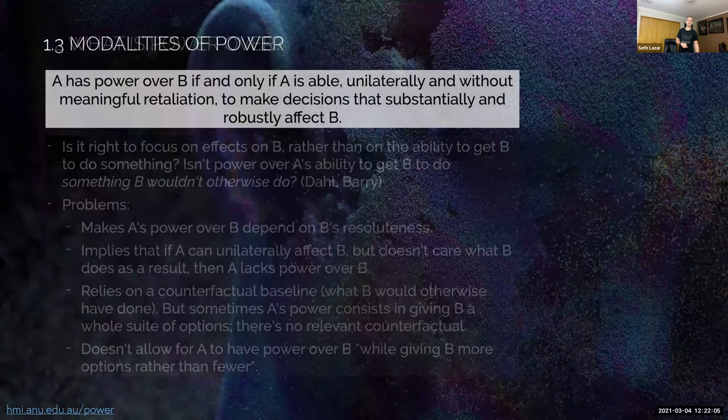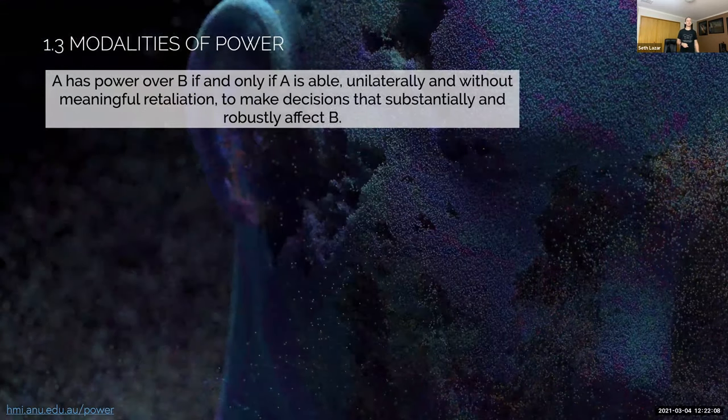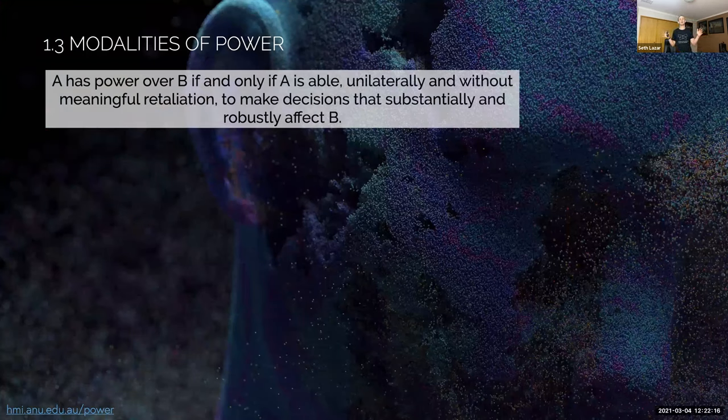Okay, so like I said, I consider a bunch of other views in some slides that are at the end of the PDF. If you'd like to look at that, please go ahead. But for now, I'm going to take my definition of power as read. So again, A has power over B if and only if A is able, unilaterally and without meaningful retaliation, to make decisions that substantially and robustly affect B.